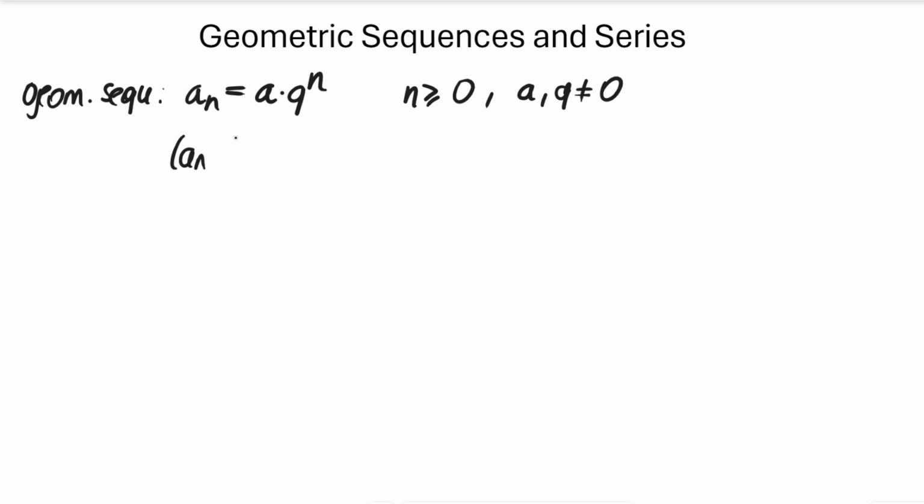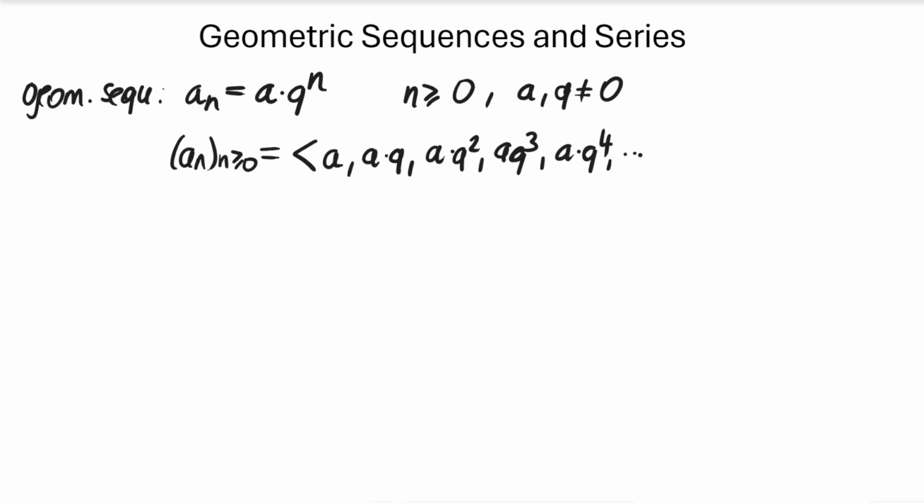We write down a few terms of the sequence. Usually you write it in short notation. Some people use these kind of brackets for the sequence. So we start with a times q power 0. Q power 0 is 1, so it's just a. Q power 1 is the q itself. And then you have q squared, q cubed, q to the power of 4, and so on. It never ends. It goes actually to n equals infinity.